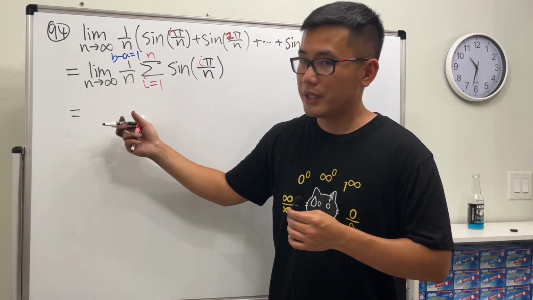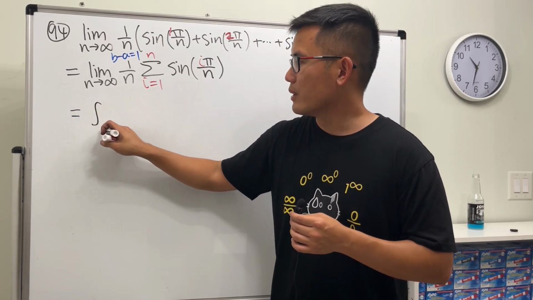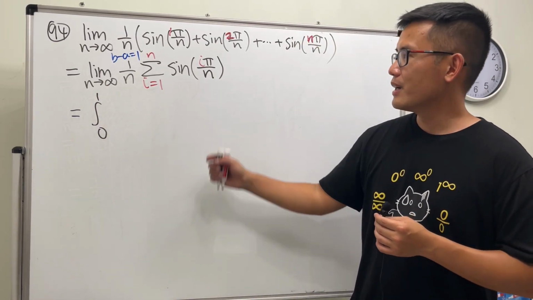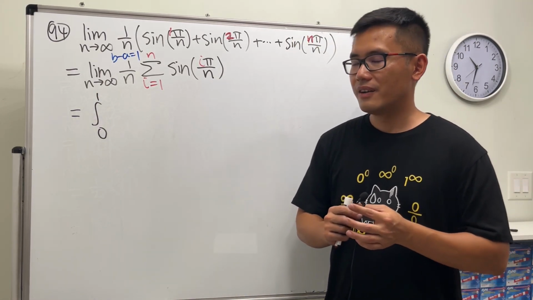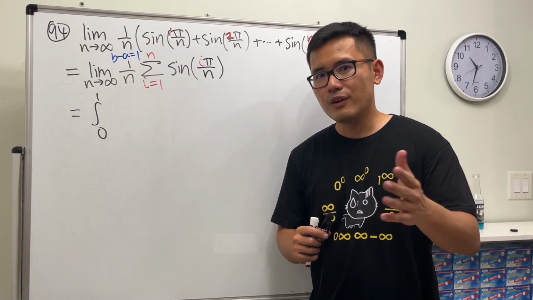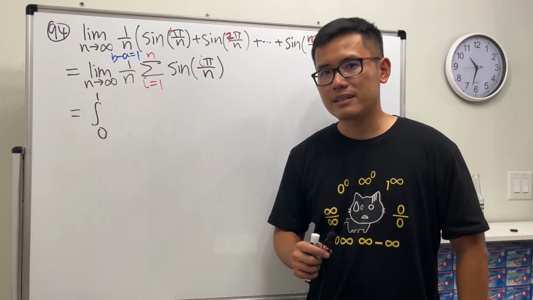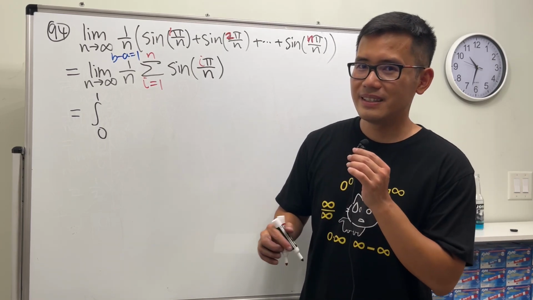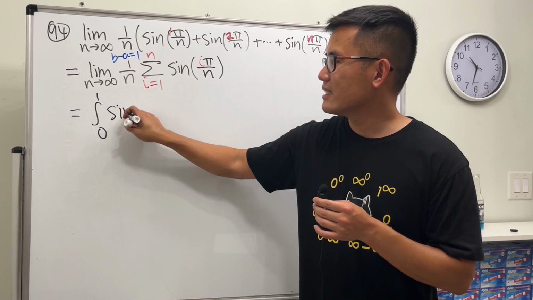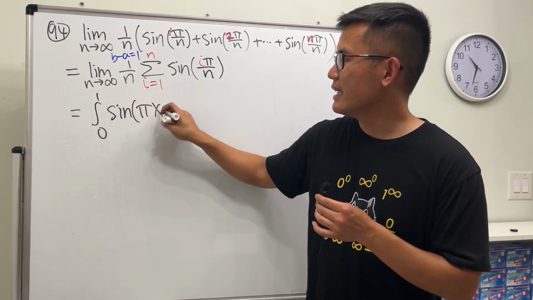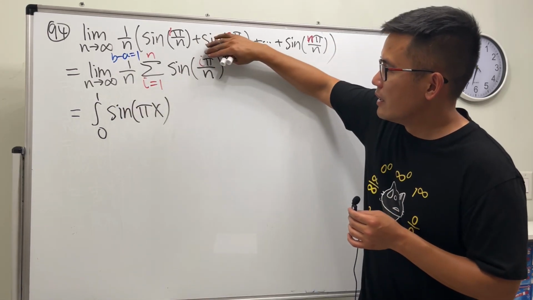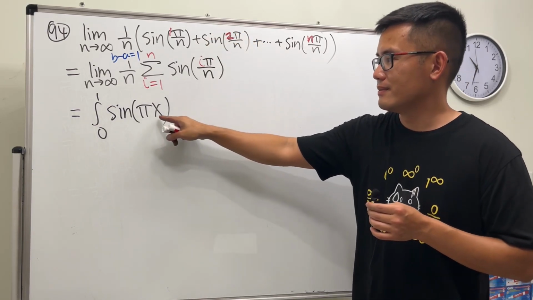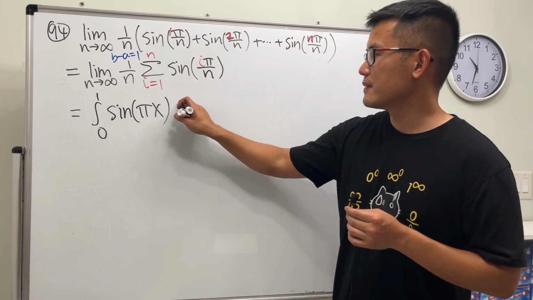So, this right here is equal to what? Integral going from 0 to 1 only. Now the hard part is, what's the function? Is it sine of x or sine of pi x? The answer is sine of pi x. If this is a 1, this pi will just be the coefficient, and look at the i over n, that'll give you the x.